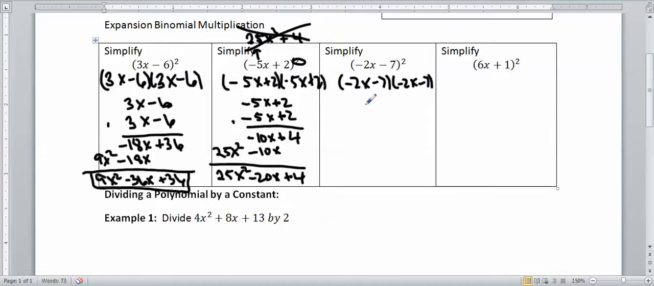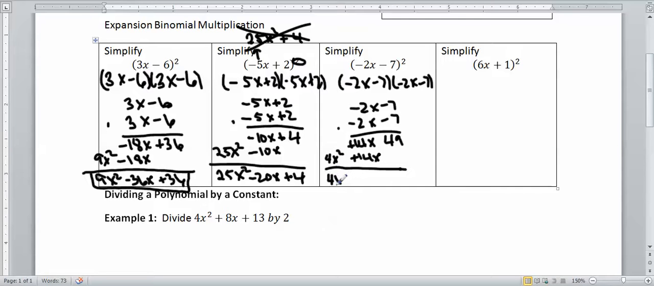minus 7, which when I rewrite it, it's negative 2x minus 7 times negative 2x minus 7. Okay, and then multiply. So negative 7 times negative 7 is positive 49. Negative 7 times negative 2 is positive 14x. Negative 2 times negative 7 is positive 14x, and negative 2x times negative 2x is 4x squared. Perfect. All right. Then add them together. So we get 4x squared plus 28x plus 49.